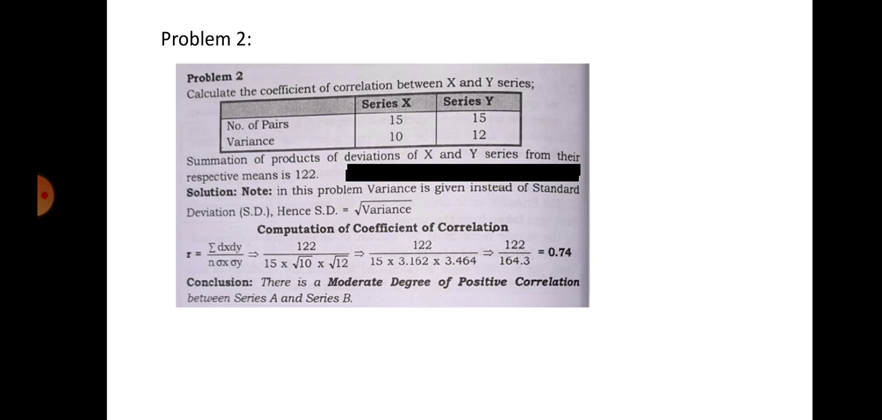Why am I taking root 10 and root 12? Because the variance is given, you have to take the square root to get the standard deviation. The variance of y is given, so divide by the standard deviation. So simplify: 122 divided by 15 into 3.162 into 3.464, which is equal to 122 divided by 164.3, which is 0.74.